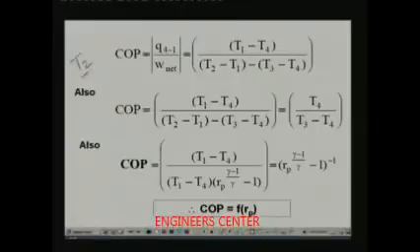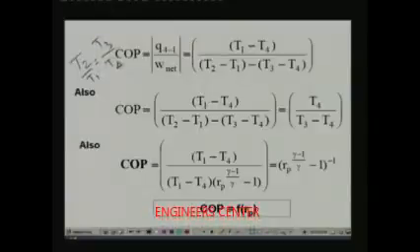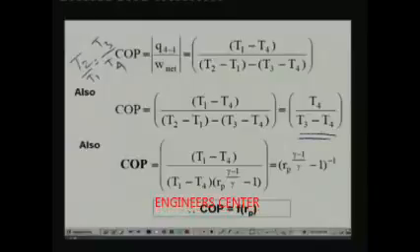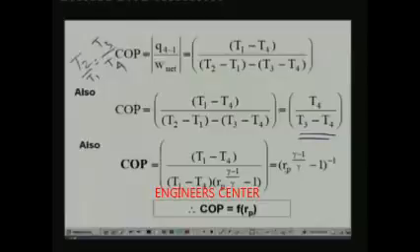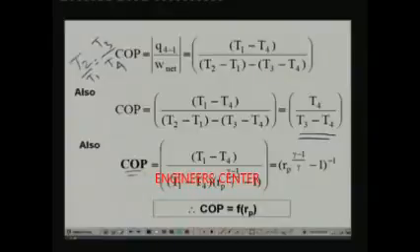T2 by T1 we have just now shown is equal to T3 by T4. So if you are using this expression here, you can arrive at this equation, okay. And you can also write COP in terms of pressure ratios, okay. So again the relation, you remember the relation I have shown just now. So ultimately you can express COP in terms of pressure ratios and gamma, okay.